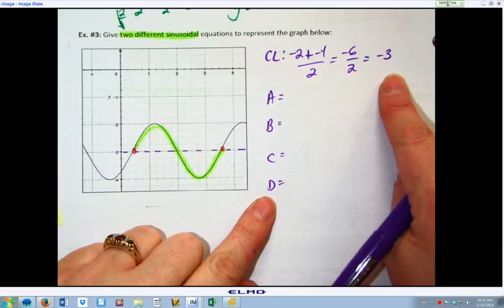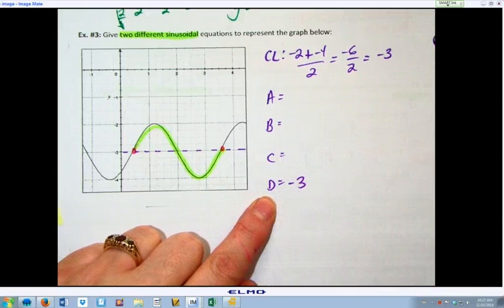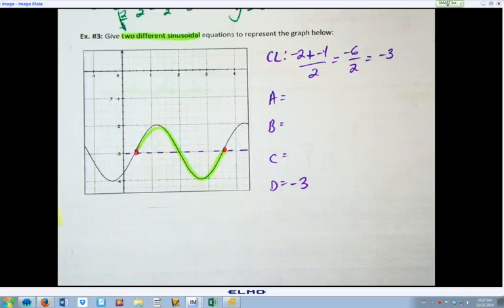I go to D first because it is the center line. Whatever you calculated in step one is exactly the D value because that's how much we've dropped it down. That's our vertical translation.